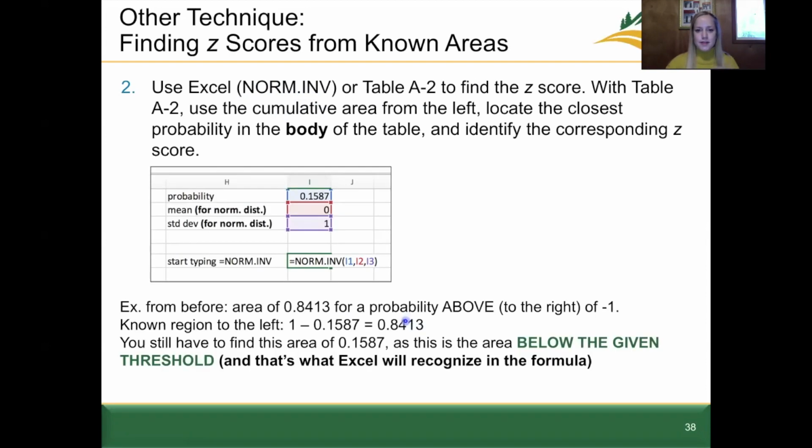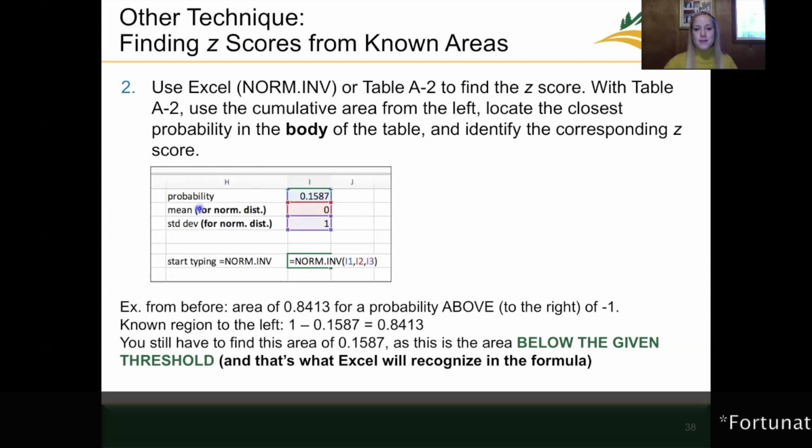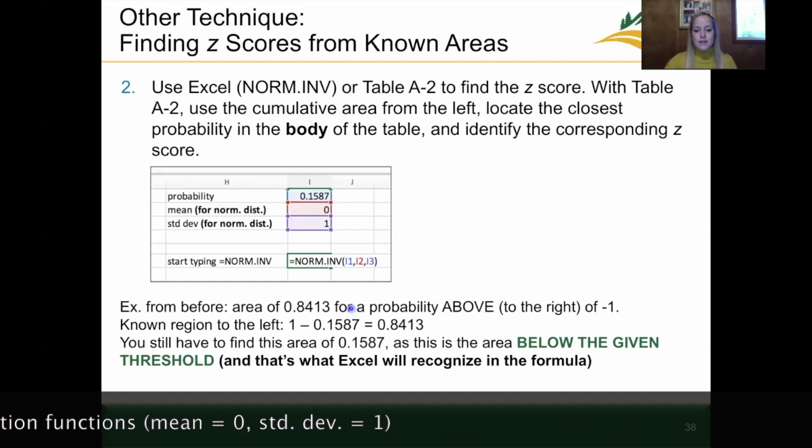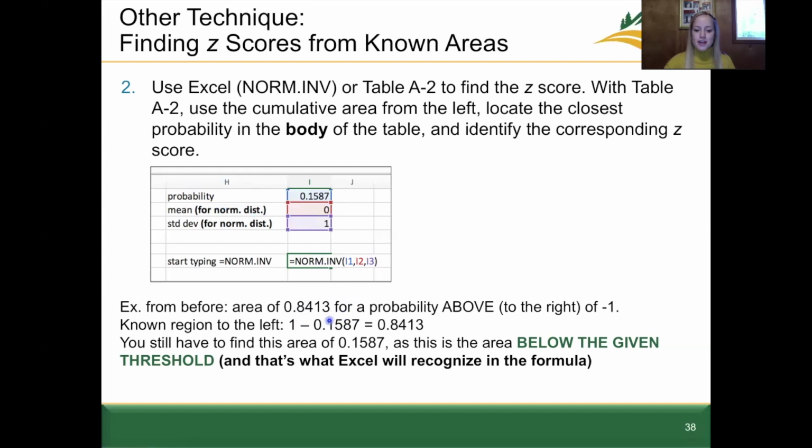So the function is going to look like NORM.INV. Using the same probabilities and the same z-score that I just used on the last slide, we're going to go through this example with Excel. So with this normal inverse function, we need a probability value, we need a mean value, and we need a standard deviation value. Fortunately, for normal distribution values, our mean is always 0, our standard deviation is always 1. So we know how to take the complement and solve for either the cumulative area to the left or the cumulative area to the right.